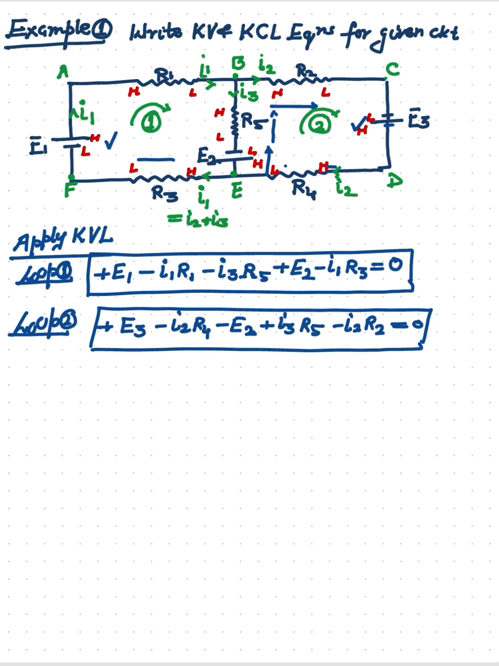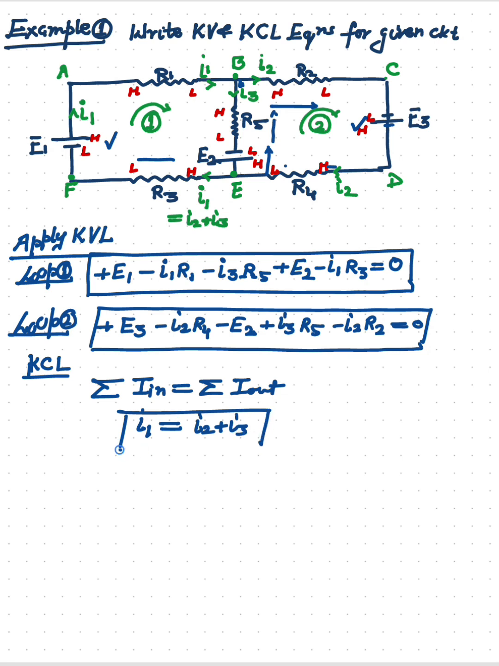Now KCL, Kirchhoff's current law, we can apply if we require. Here at junction B, this I1 current is dividing in two parts, I2 and I3. So at a junction, KCL says the sum of incoming currents equals the sum of outgoing currents. At junction B the incoming current is I1 and the outgoing currents are I2 plus I3.